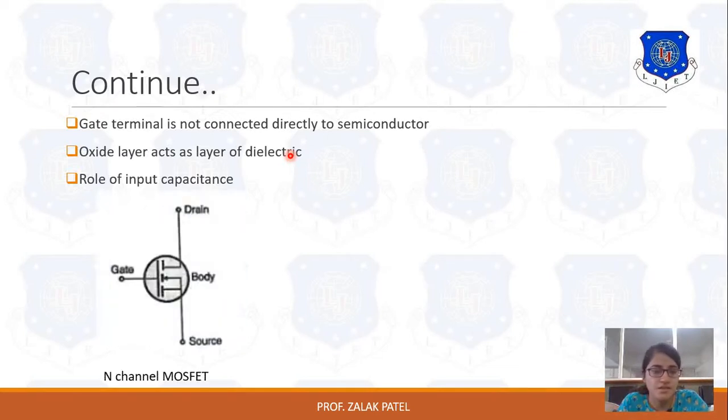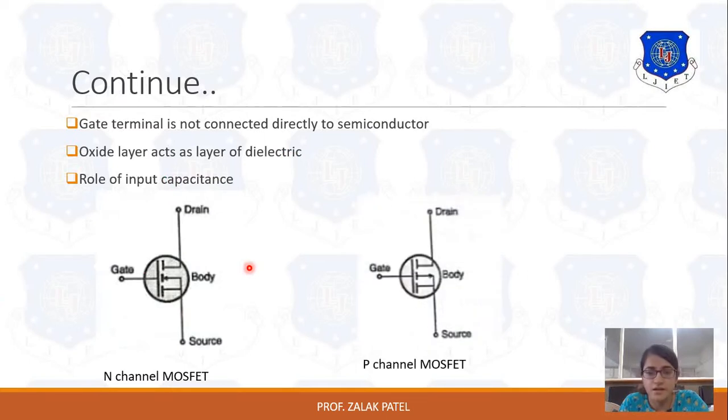This is the circuit symbol for the N-channel MOSFET, and this is the circuit symbol for the P-channel MOSFET. Please note the direction of this arrow. For the N-channel MOSFET it should be in the inward direction, and for the P-channel MOSFET it should be in the outward direction.